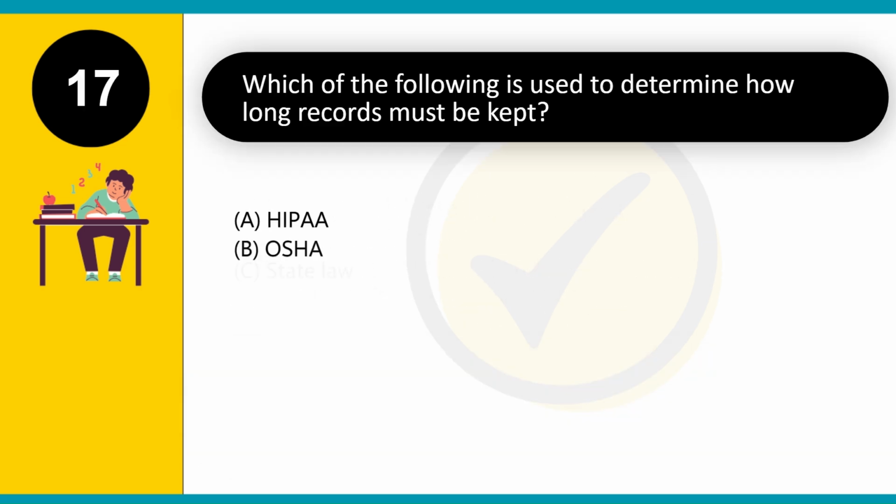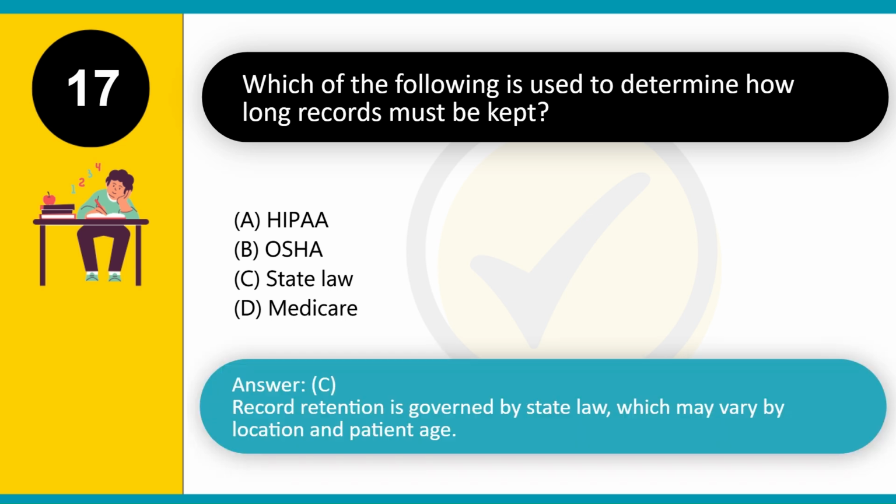Which of the following is used to determine how long records must be kept? A. HIPAA. B. OSHA. C. State law. D. Medicare. Answer, C. Record retention is governed by state law, which may vary by location and patient age.